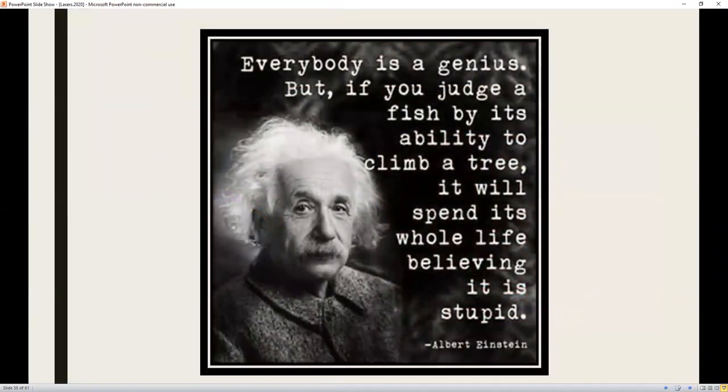So we're wrapping things up. Einstein, everybody is a genius, but if you judge a fish by its ability to climb a tree, it will spend its whole life believing it is stupid. So Albert Einstein published a comment on laser beams illuminating in the fog over 100 years ago. 100 years ago, people couldn't follow his comment. His teacher told him he was dumb. We are now using the technology he was talking about. This is a great quote.